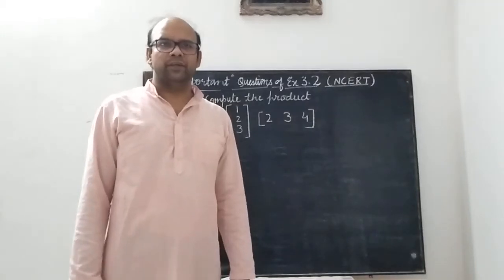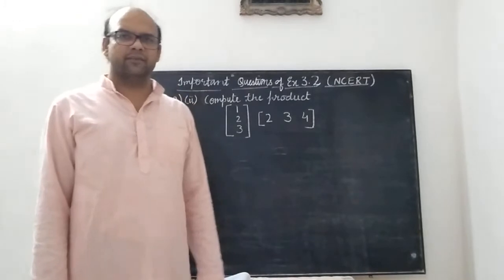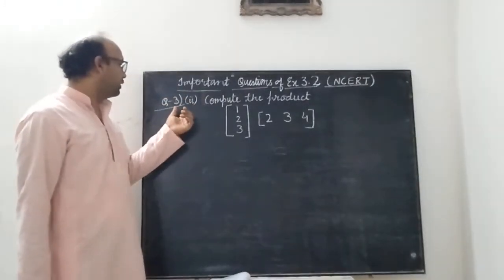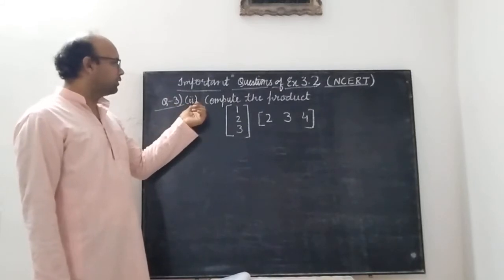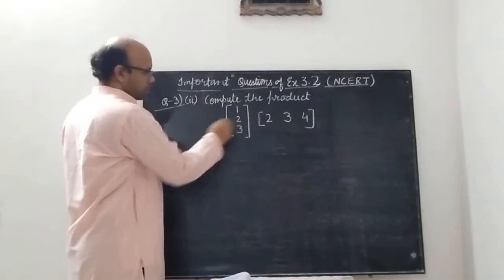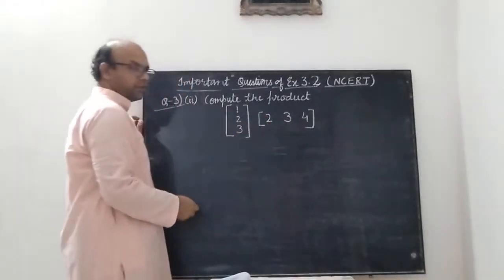Friends, in this video, we will be discussing a few of the important questions of exercise 3.2 of the NCERT book. We first of all deal with question number 3, second part: compute the product. This is the column matrix given to us, 1, 2, 3, and a row matrix 2, 3, 4.